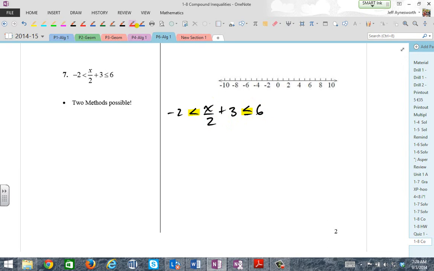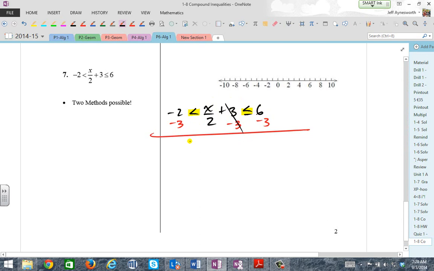And I want to solve for x here, so what I'm going to do is subtract 3 on all parts. This is the fastest way you can do this. You're going to cancel out the opposites here. -2 minus 3 is -5. That's less than x divided by 2. Remember, this cancels out to 0 now. Less than or equal to 3.